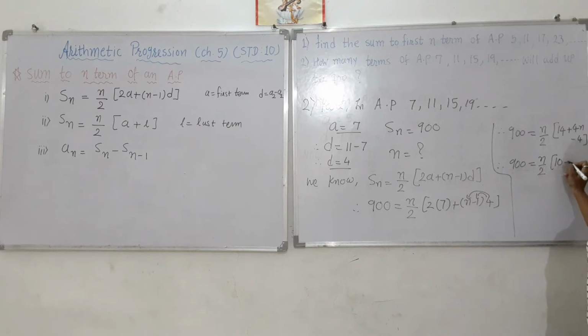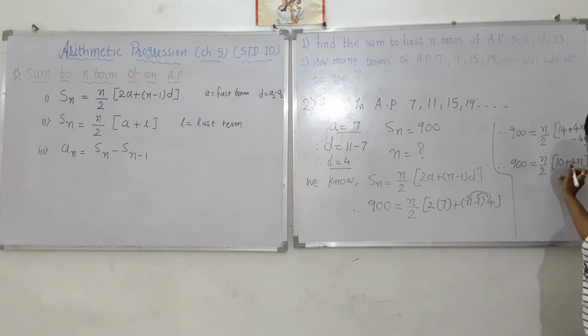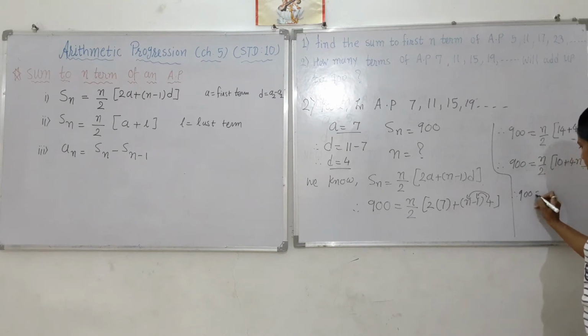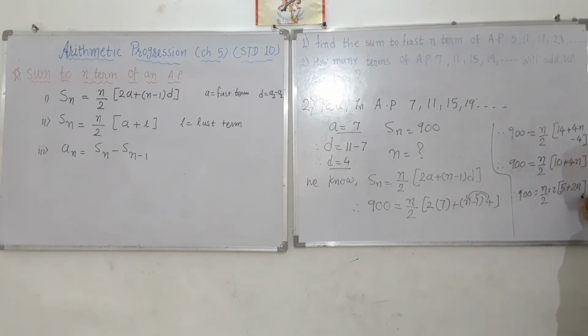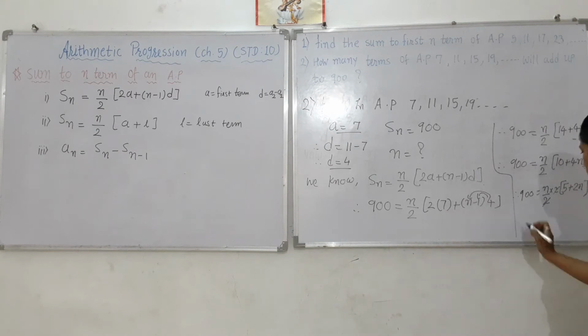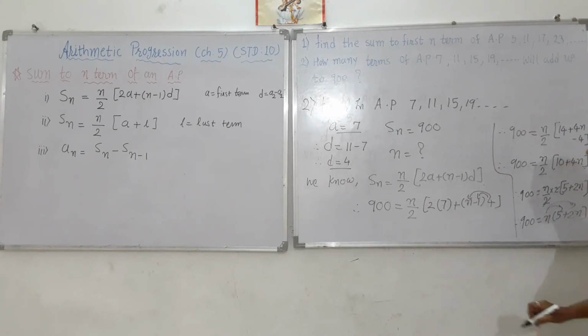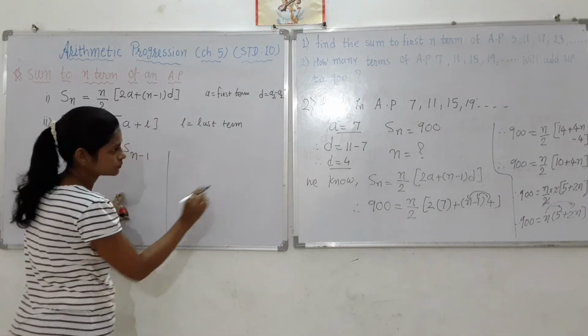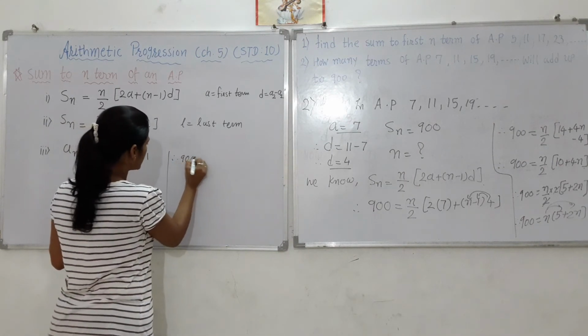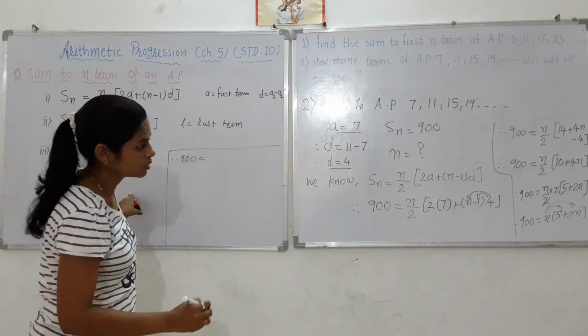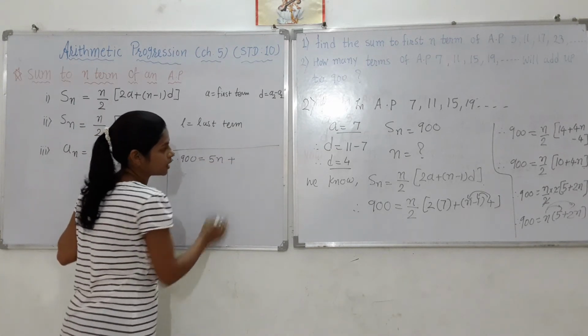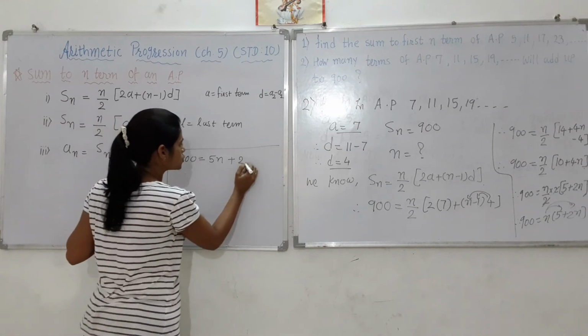So 900 is equal to n upon 2, 14 minus 4 is 10, 10 plus 4n. Take 2 outside. So 900 is equal to n upon 2, 2 taken outside, so here is 5 plus 2n. So 2 ones are 2, it will be cancelled. So you have 900 is equal to n into 5 plus 2n. Now multiply this n inside. So you got 900 is equal to n into 5 is 5n, plus n into 2n is 2n square.